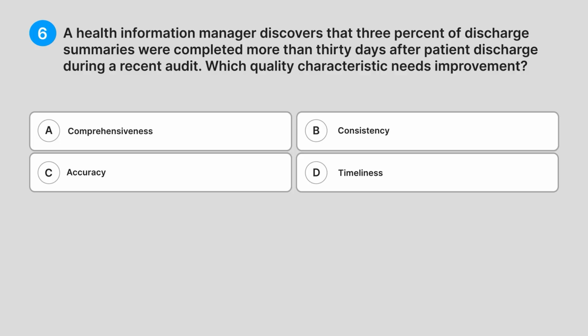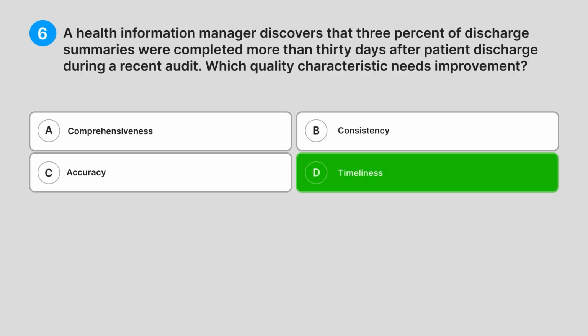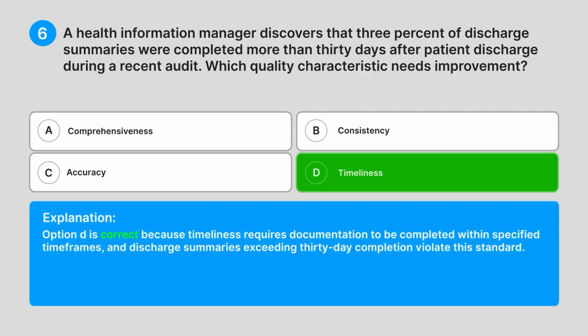Correct answer, D. Timeliness. Explanation. Option D is correct because timeliness requires documentation to be completed within specified timeframes, and discharge summaries exceeding 30-day completion violate this standard.